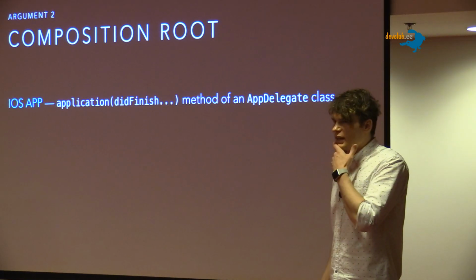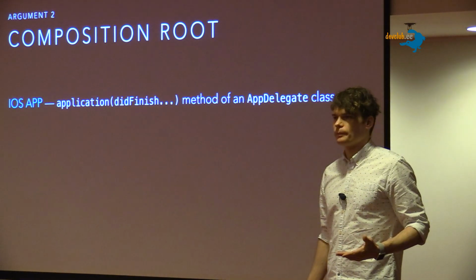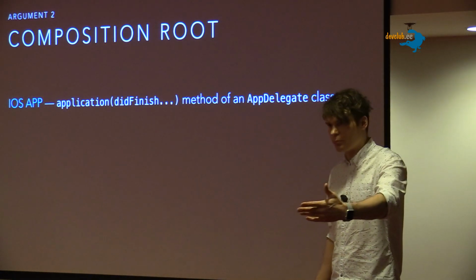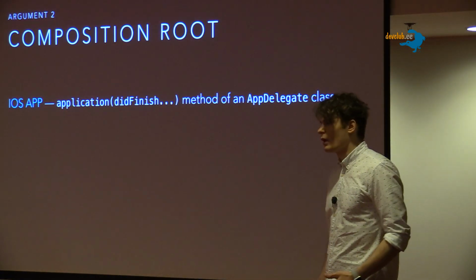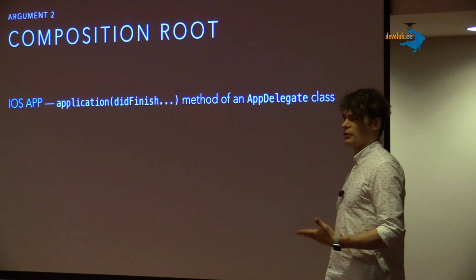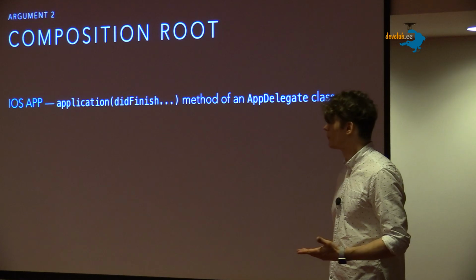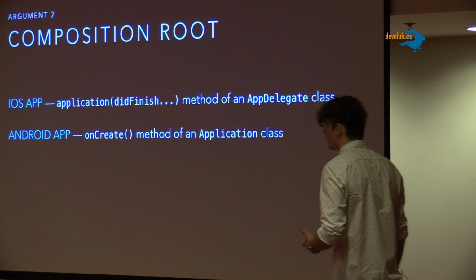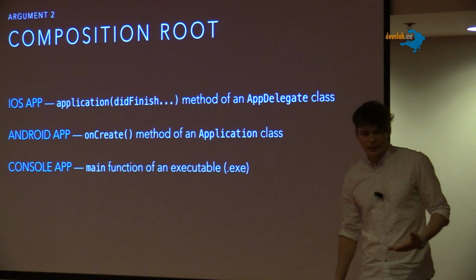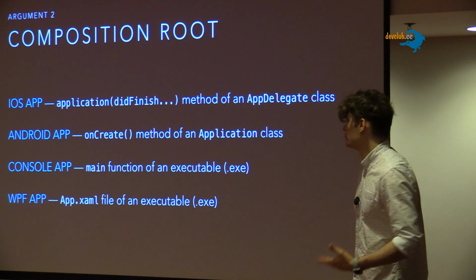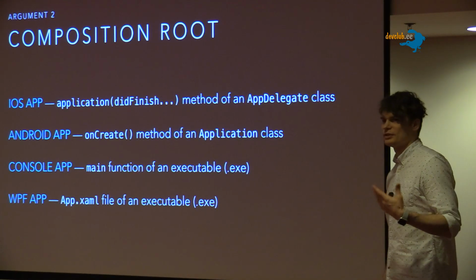To provide you with an example, in iOS apps, if you're familiar with them, the composition root would be your entry point to the application. And the first entry point to the application is application didFinishLaunchingWithOptions of the AppDelegate class. For Android applications, it's the onCreate method. For console apps, it's naturally your main method. And for Windows apps, it's App.xaml, at least to my knowledge.